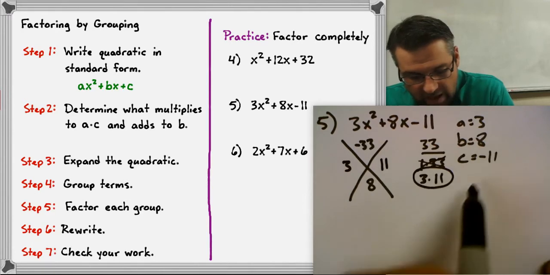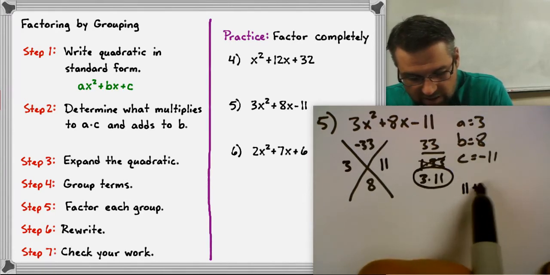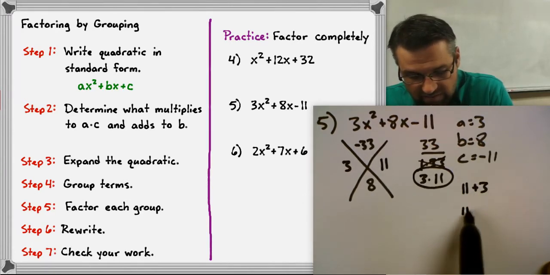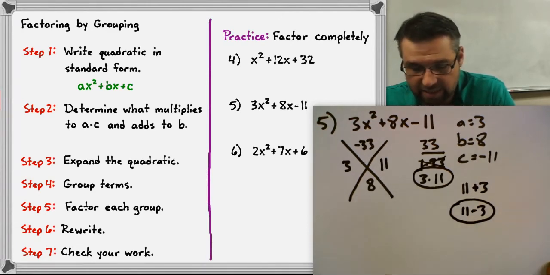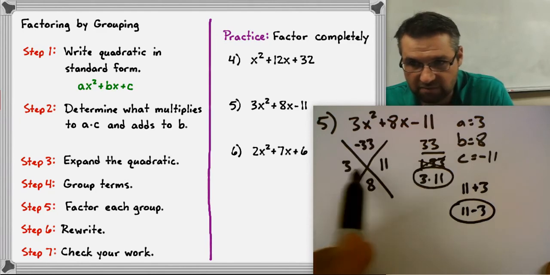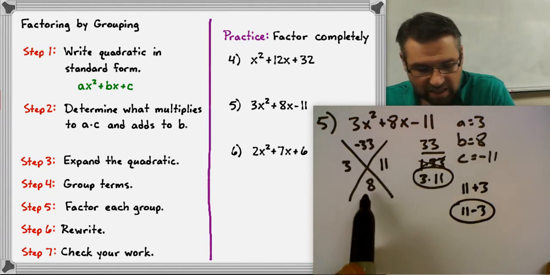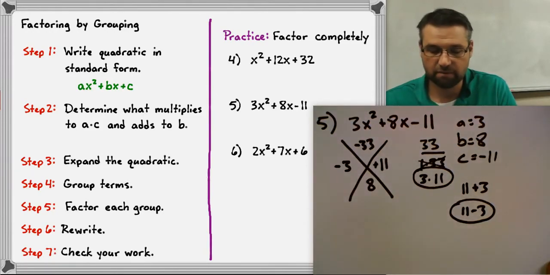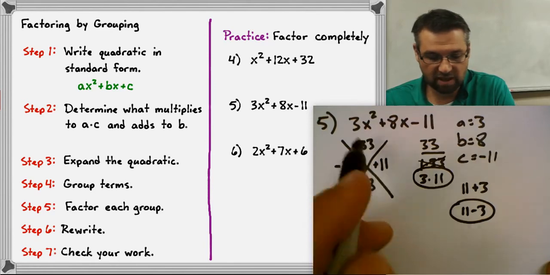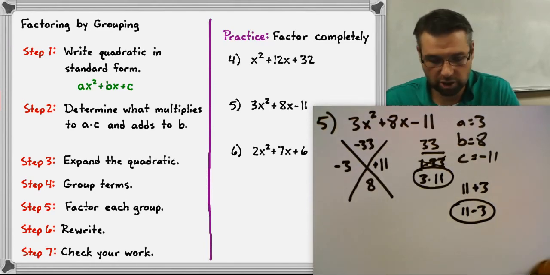Now, do I have to add these up? So do I say 11 plus 3 or do I say 11 minus 3? Well, it's 11 minus 3 to get to an 8. So I know that one of these is positive and one of these is negative. Because this is a positive number, that tells me the bigger number has to be positive and the smaller number has to be negative. Negative 3 times positive 11 is negative 33, so we're good.